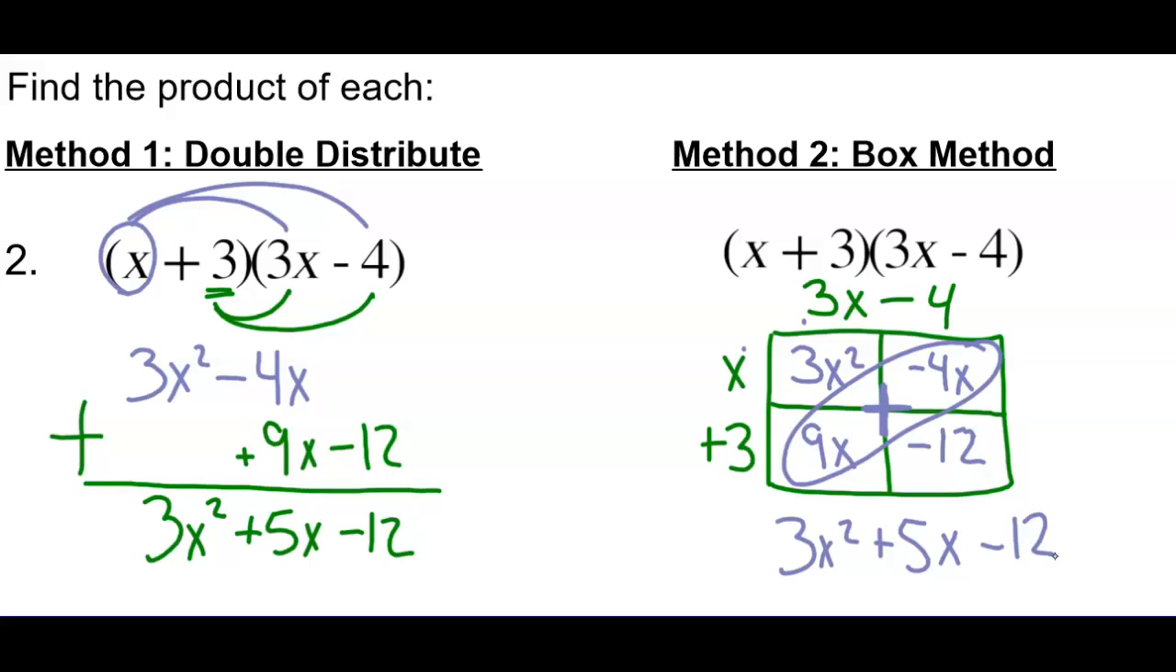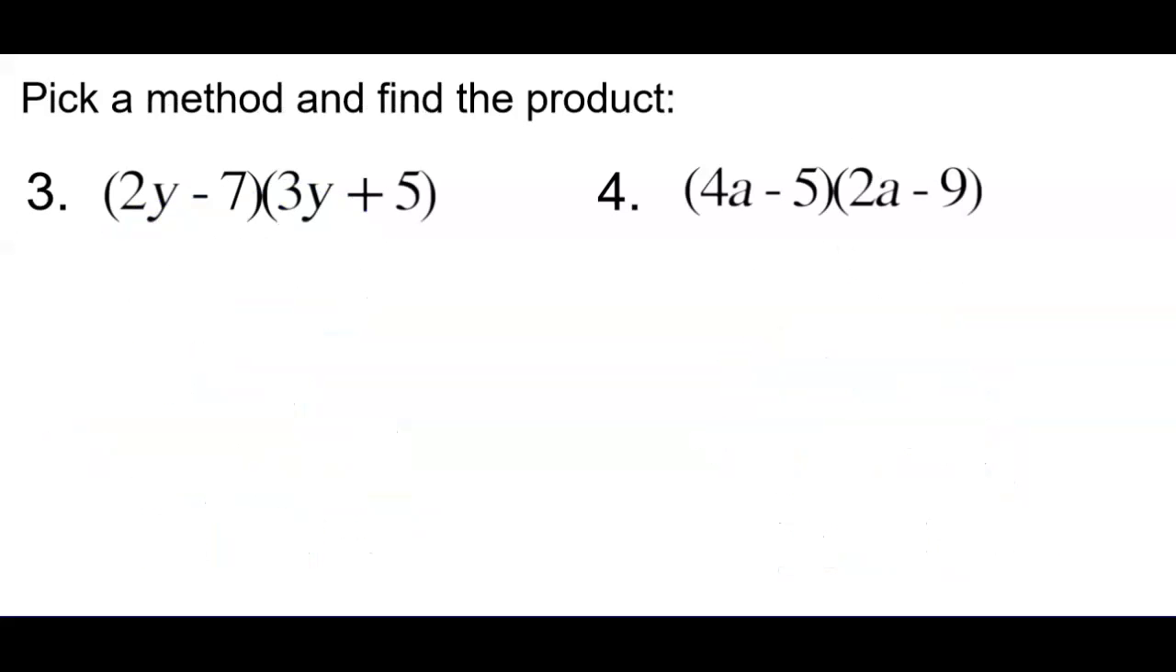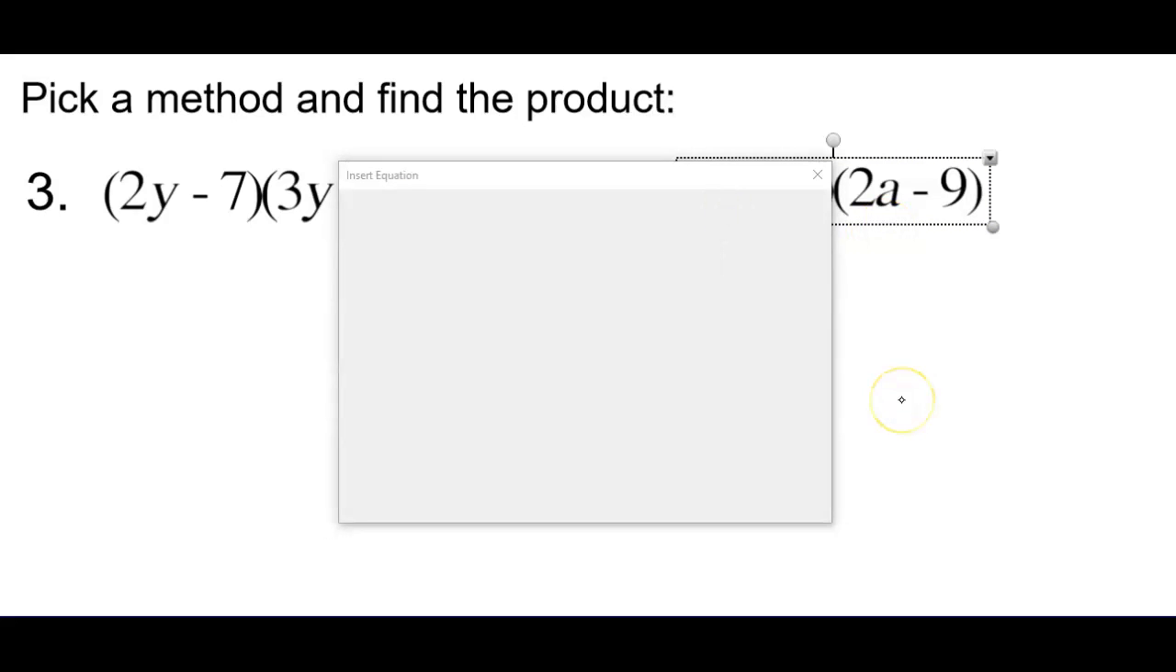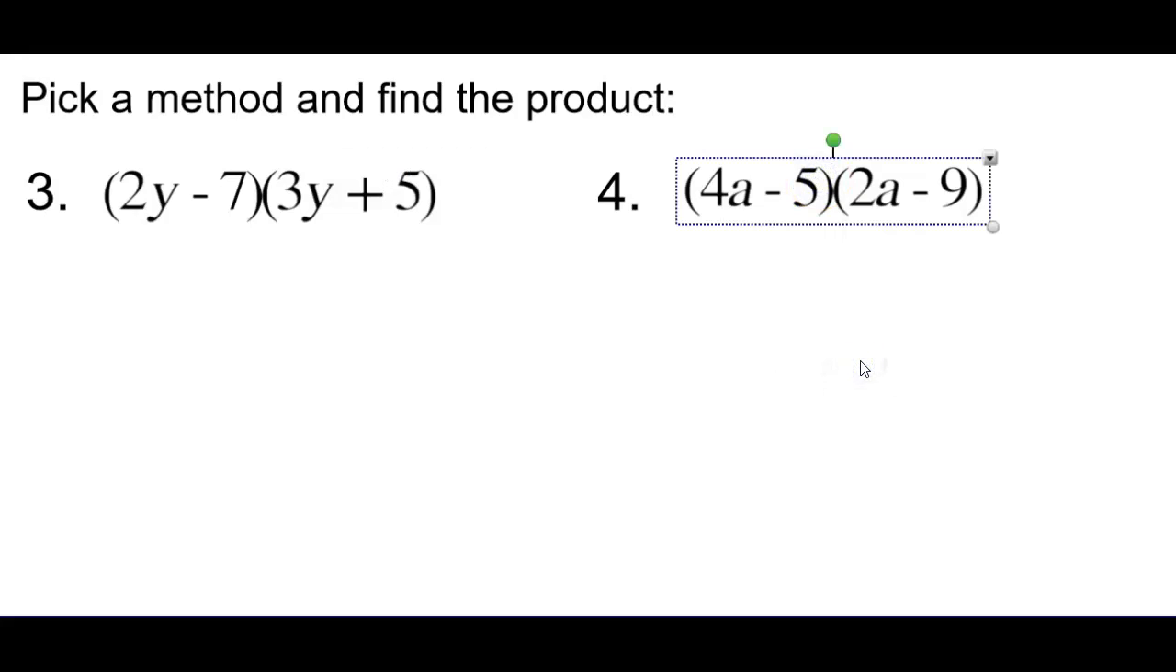Okay? Box method and double distribution. I would like you to do number 3 and 4 in your notes. You may pick either method. Make sure that you have the 4a and the 2a. Whoops. Make sure you have your 4a and your 2a on the outside and your negative signs on number 4. So be careful if you use the box method.